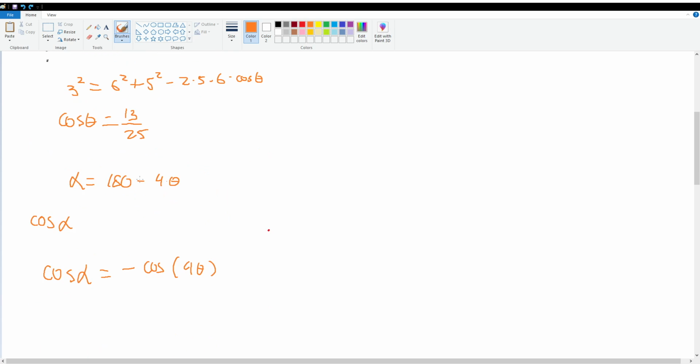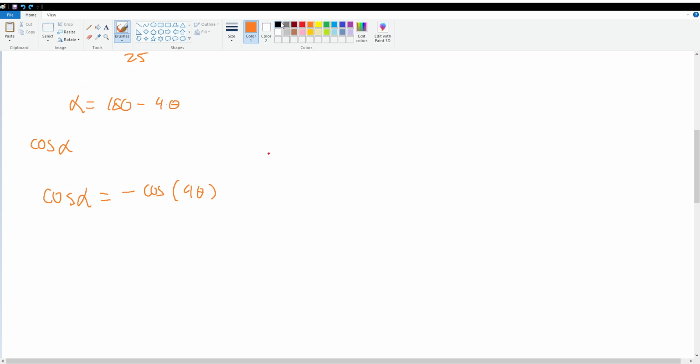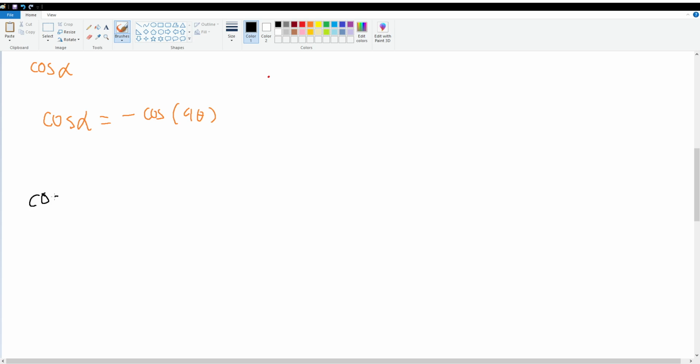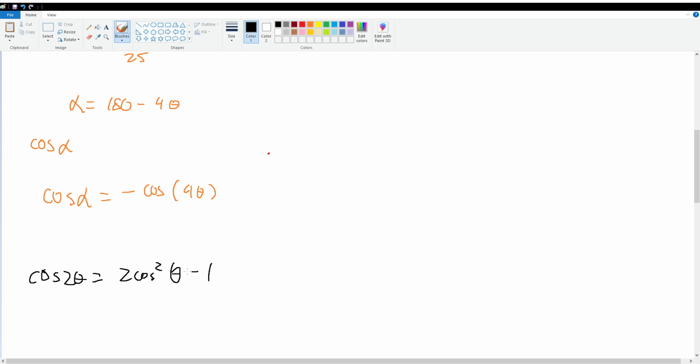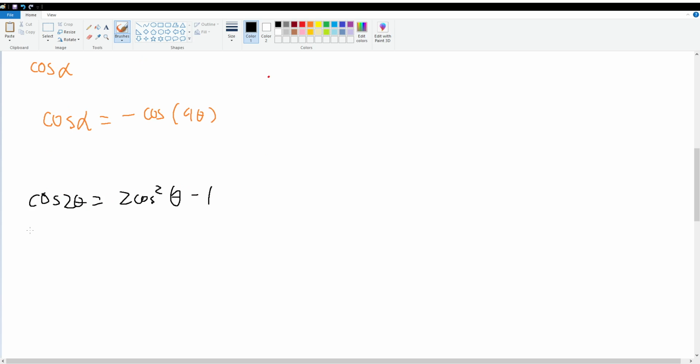But I don't have cosine of 4 theta, I have cosine of theta. So how do I turn cosine of theta into cosine of 4 theta? Well, I could use the double angle formula. It states that cosine of 2 theta would equal 2 cosine squared theta minus 1. But at the same time, I also don't have 2 theta, so I have to use 4 theta. So let's replace 2 theta with 4 theta and theta with 2 theta, respectively, and create a new equation. Cosine of 4 theta would equal 2 cosine squared of 2 theta minus 1.